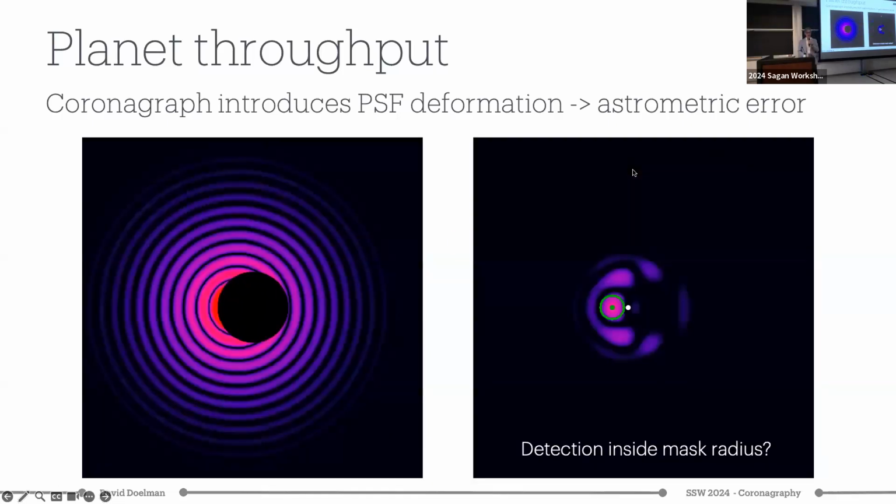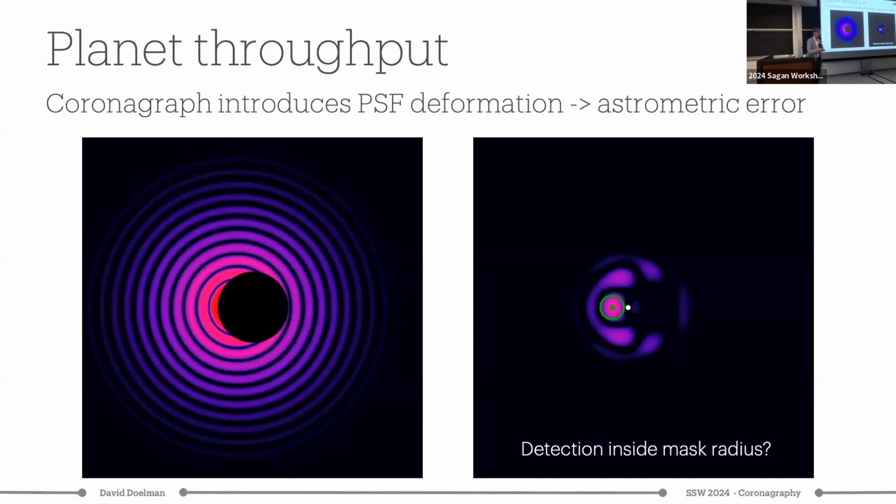And so if you look at a still image of this, the first thing you notice is that the planet seems to be mostly behind our mask, but we still have light. So what is the inner working angle, or how close can we actually see? Well, it seems that we're slightly looking behind the mask. And also the location is distorted.